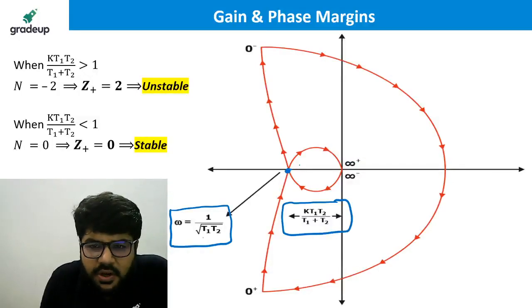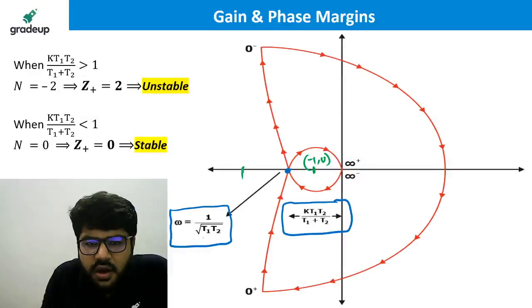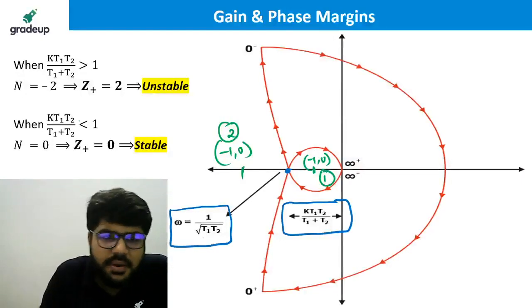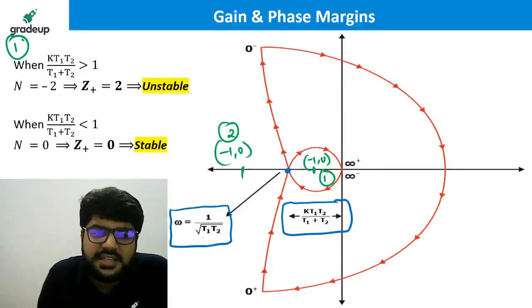Where is minus 1 comma 0? It may be inside this inner loop or it may be outside this inner loop. Call this case number 2 and call this case number 1. Okay, so this is case number 1.